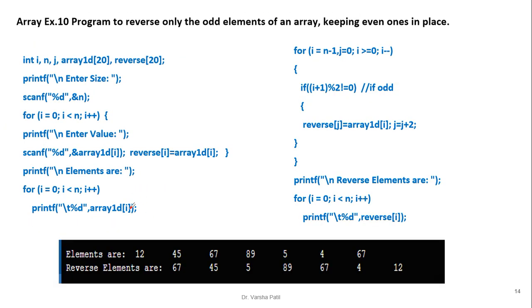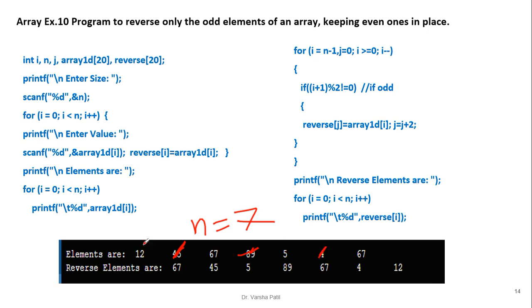Now the last program. A program to reverse only the odd elements of an array, keeping the even ones in place. Again we have to take odd and even according to our perspective. In this program n is equal to 7. See, 1 2 3 4 5 6 7. So n equal to 7 elements are there, and we require to reverse only the odd elements. We require to keep the even elements in place. Now see, 45 and 89 are the even elements, because this is the first element, second, third, fourth, fifth.